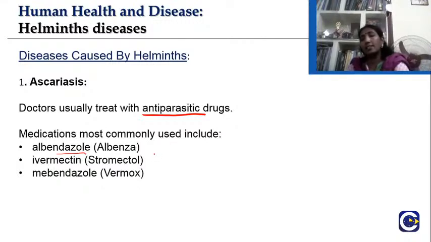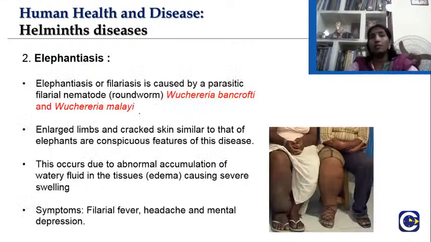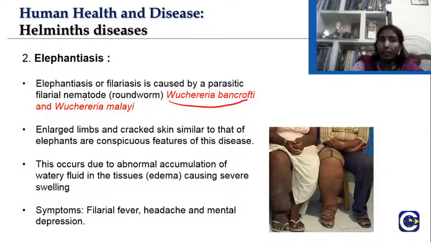Okay, so Ascaris. Then we are going to have this, I hope you all know, elephantiasis or filariasis. It's caused by Wuchereria bancrofti. It's also a filarial nematode. Wuchereria bancrofti, Brugia malayi. So what is happening? Again, this helminthic infection is spreading through mosquito bite, the Culex mosquito, which will carry Wuchereria bancrofti and malayi. So what happens?